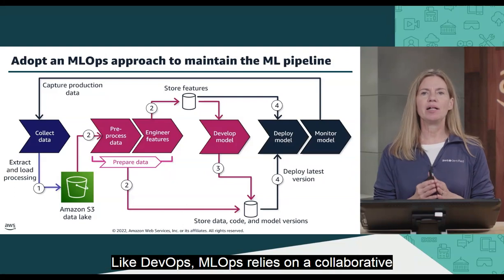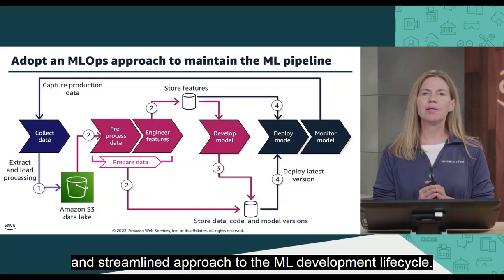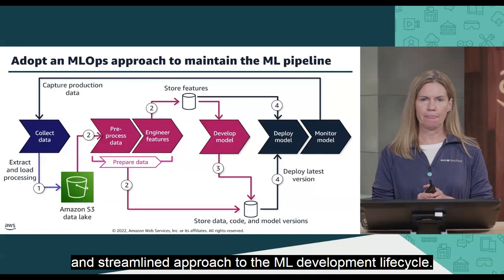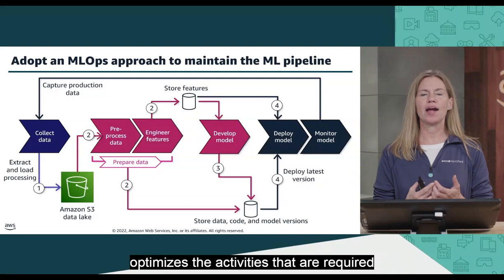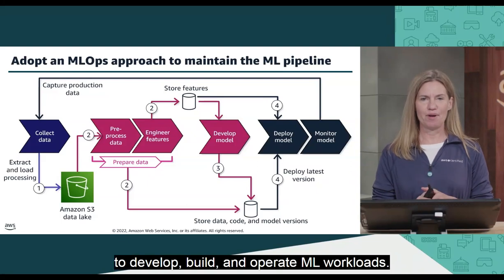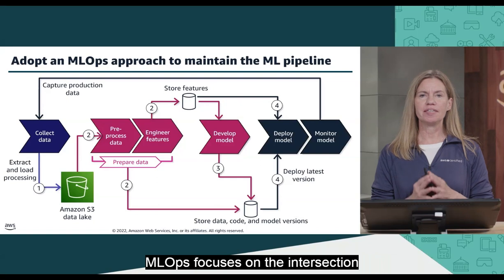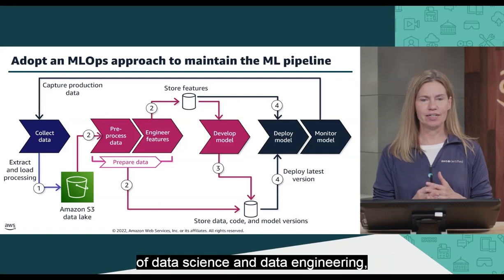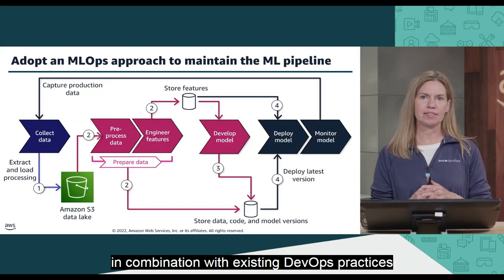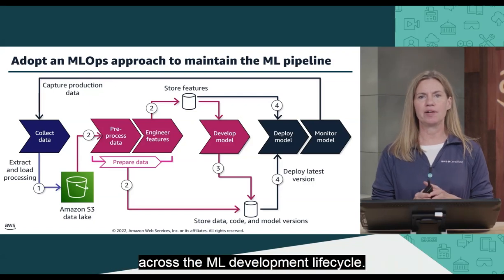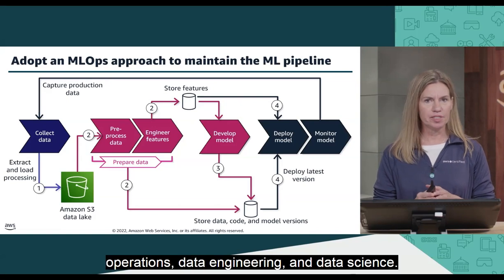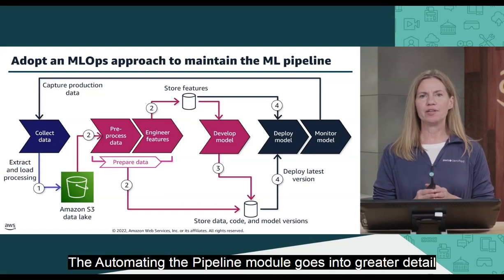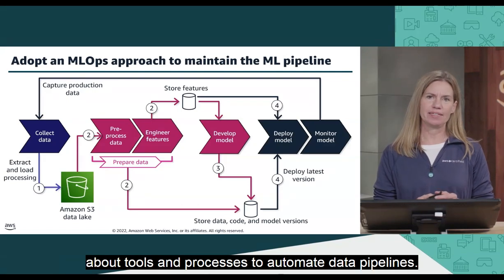Like DevOps, MLOps relies on a collaborative and streamlined approach to the ML development lifecycle. The intersection of people, process, and technology optimizes the activities that are required to develop, build, and operate ML workloads. MLOps focuses on the intersection of data science and data engineering in combination with existing DevOps practices to streamline model delivery across the ML development lifecycle. MLOps requires the integration of software development, operations, data engineering, and data science. The Automating the Pipeline module goes into greater detail about tools and processes to automate data pipelines.